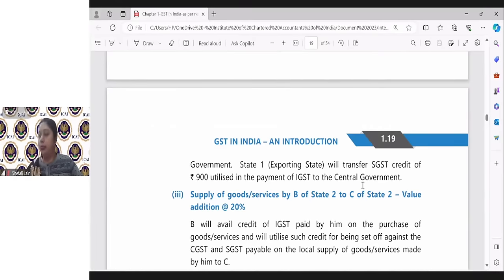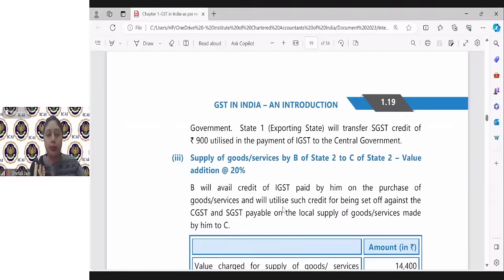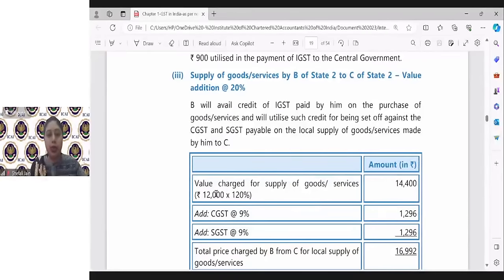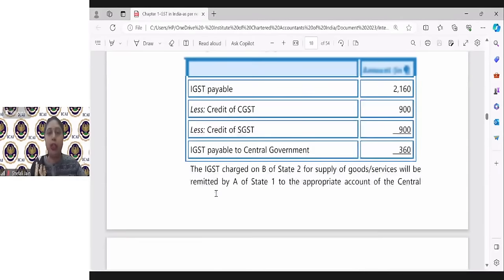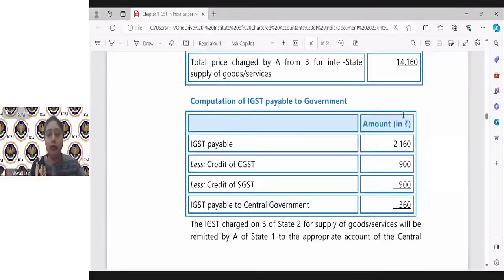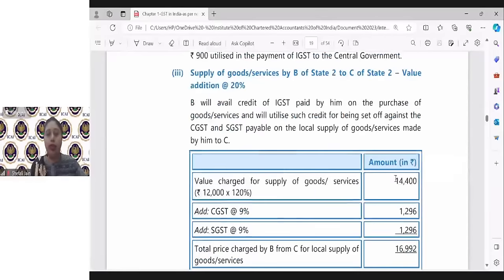Okay. Then the third transaction. Third transaction is B2C. B2C is again an intrastate transaction. So the value which was earlier charged was 12,000 rupees. Why have we taken 12,000? Because ITC we will not take. ITC amount is available as credit. So on 12,000, we will apply again 120%. That means 20% profit we will take and the value becomes 14,400.